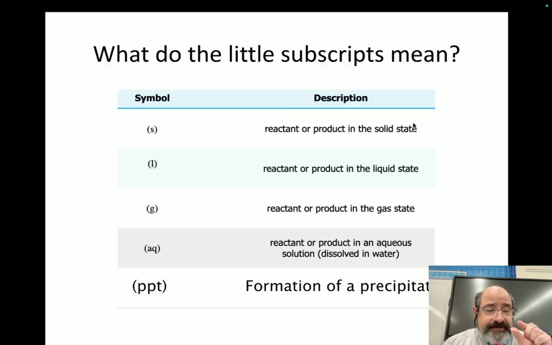Then we have little subscripts, those little things afterwards. We have S, that means it's a solid. L, which means it's a liquid. G, which means a gas. And AQ, if you remember, that's aqueous, dissolved in water. And then we have PPT, which stands for precipitate. So that's kind of easy to remember. Solid, liquid, gas, aqueous, dissolved in water, and precipitate, PPT.